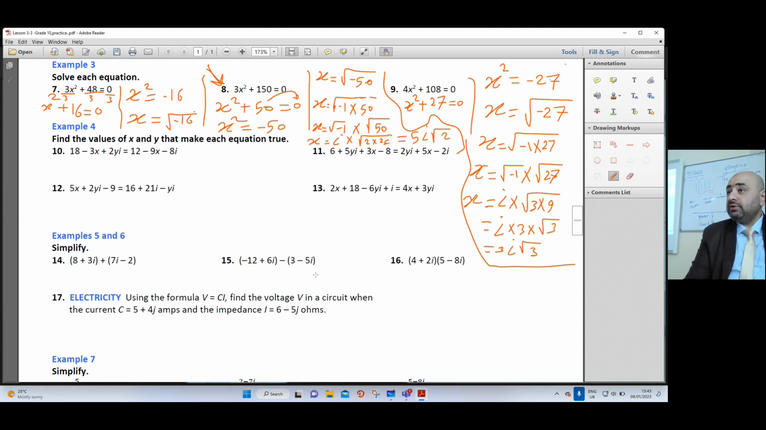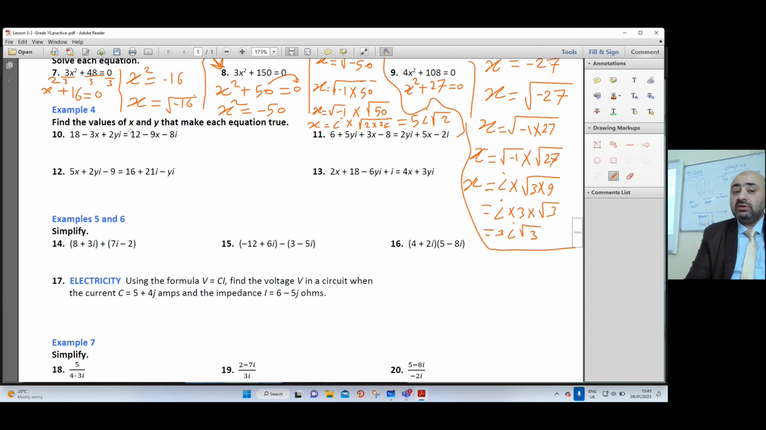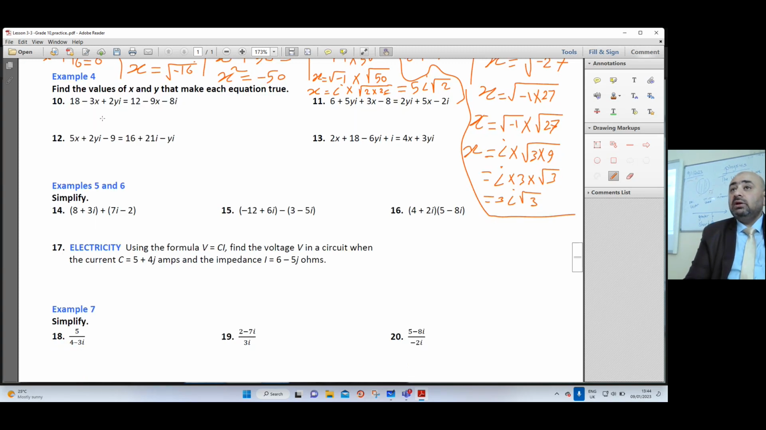The second important issue for the MSAT and for this grade and the next level: find the value of x and y that make each equation true. We want to solve this equation. We want to know the value of x and the value of y to make this equation true. Take the real number from the first side equal to the real number from the next side. So we can write the equation 18 minus 3x equals 12 minus 9x.